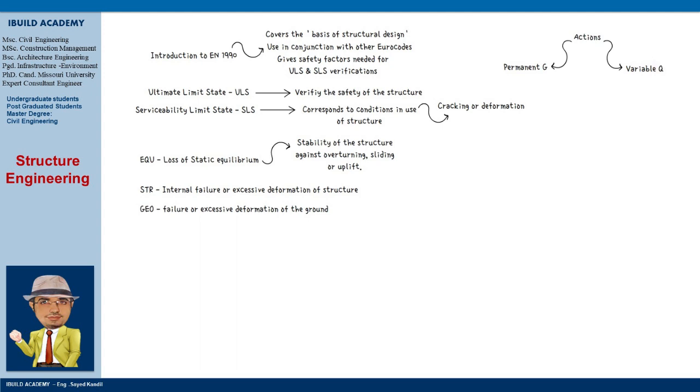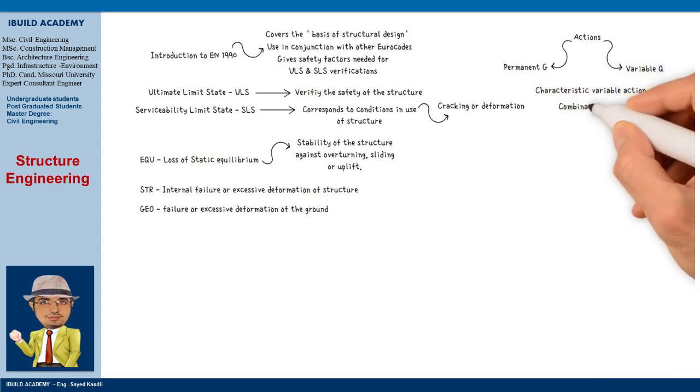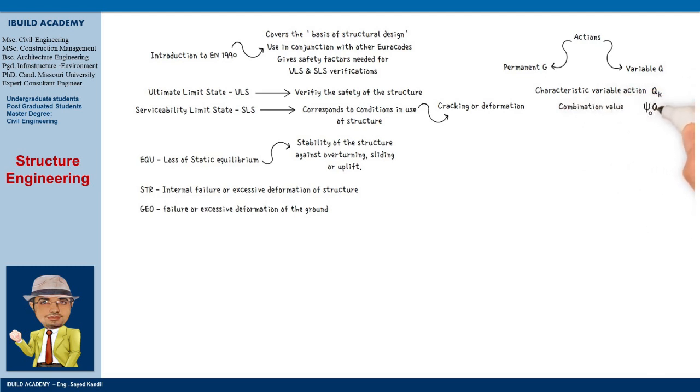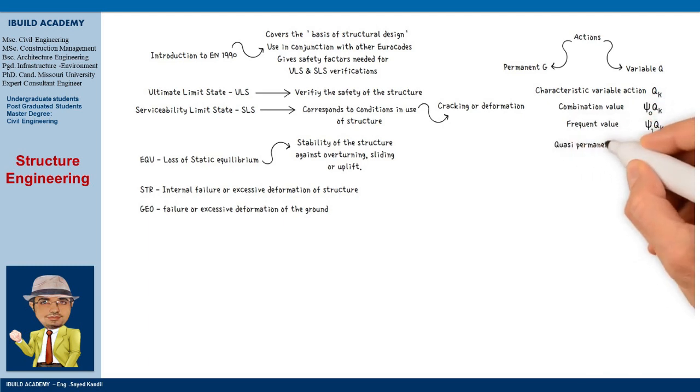A variable action can be leading or non-leading. A variable action has four representative values to be used for the appropriate design situations for the ultimate or serviceability limit state verifications. These are the characteristic value, represented by QK, the combination value by psi0 QK, the frequent value by psi1 QK, and the quasi-permanent value by psi2 QK.